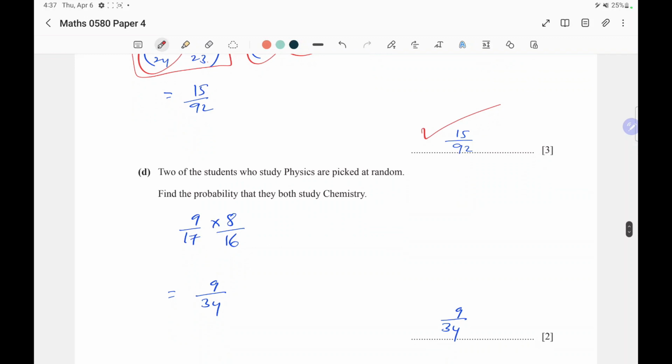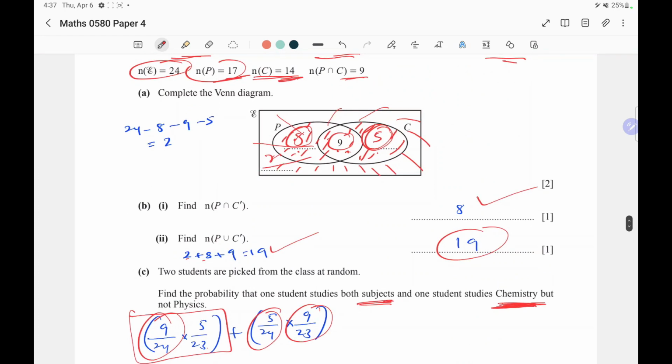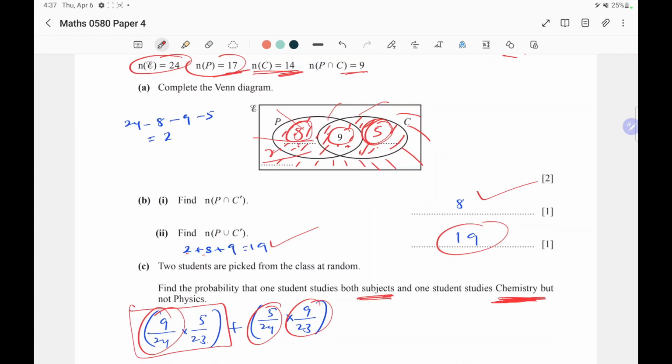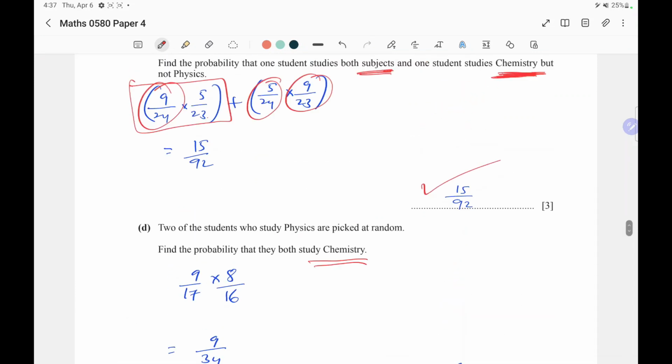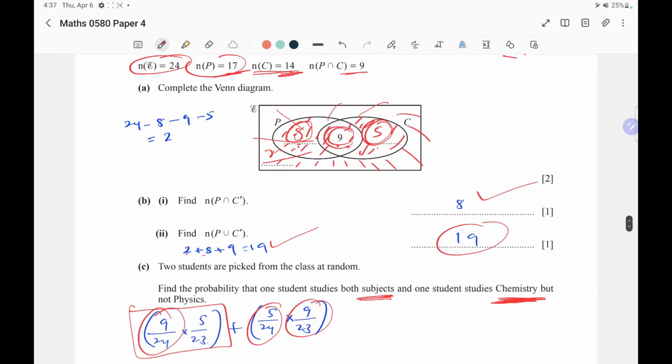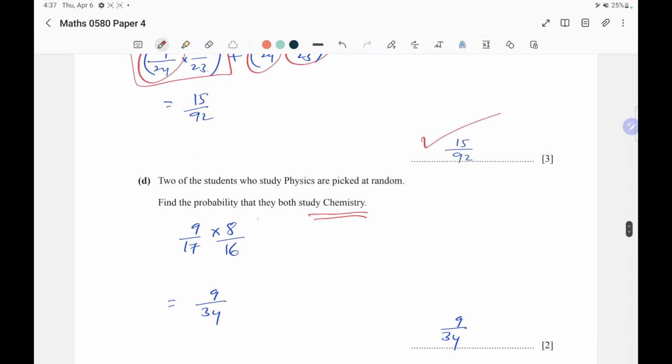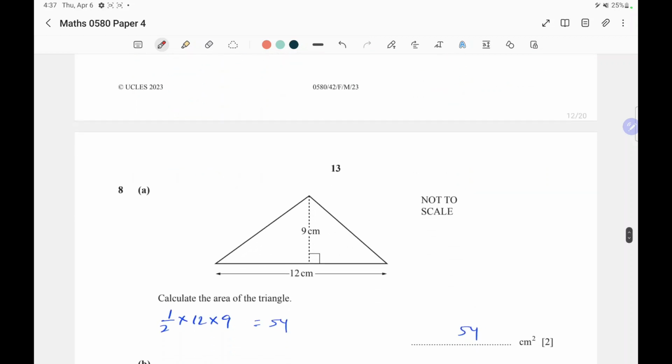Now the second one, the D part, says 2 of the students who study physics are picked at random. Physics is 8 plus 9, 17. Find the probability that they both study chemistry. The students who study both, that is 9, but right now the total number of people is 8 plus 9, that is 17 only. So the first student from both is 9 over 17, then 8 over 16 for the second one. So that's 9 over 34. It was a simple question.